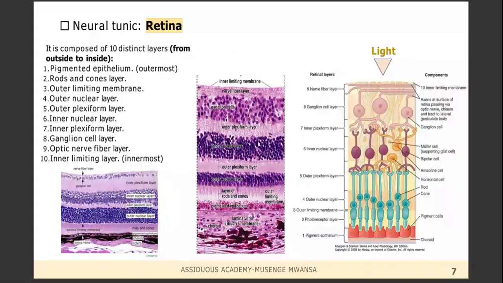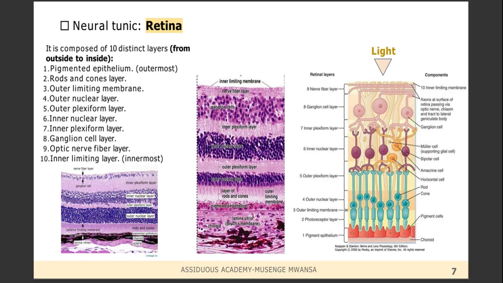Okay, great. Now, we are done with the fibrous layer and the vascular layer. Now we go to the neural layer, which is basically the retina. The retina has too many important types of cells. It has rods and cones. And we call these cells photoreceptors. Rods are active in dark or dim light. The cones in light.